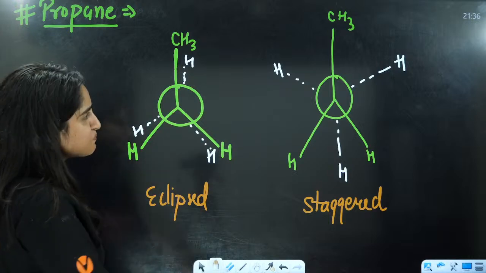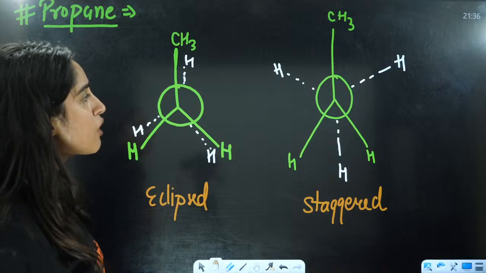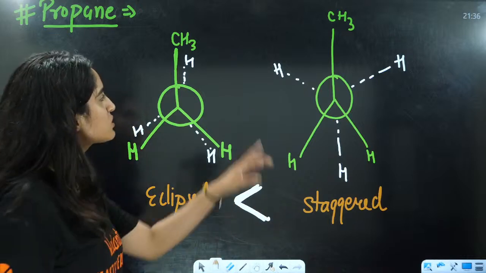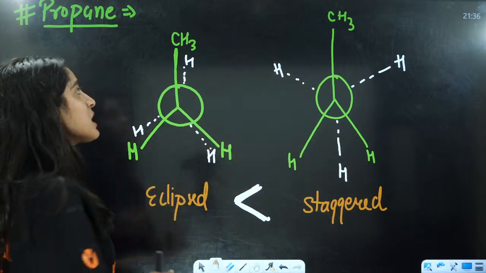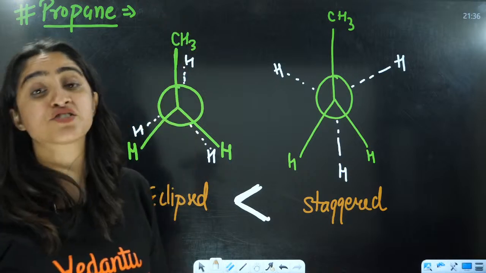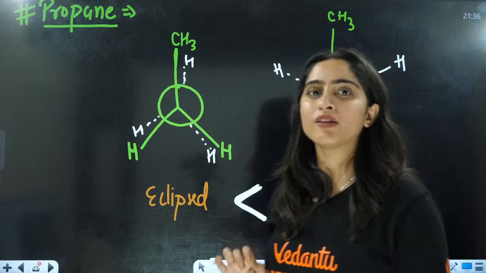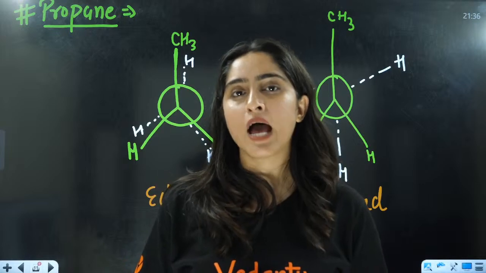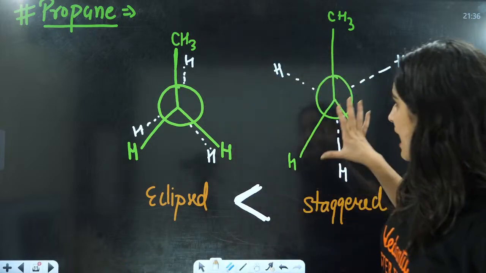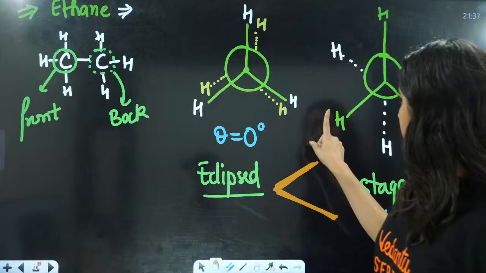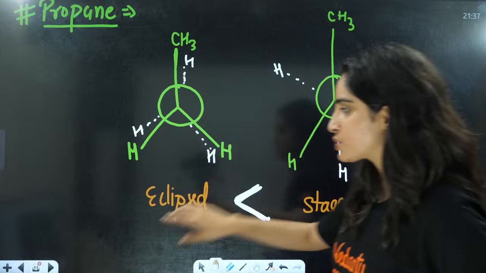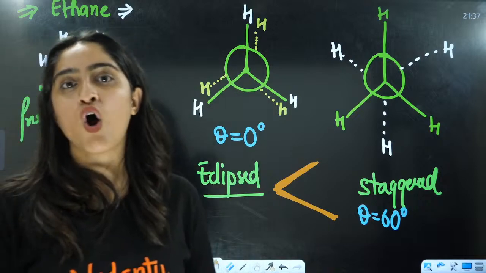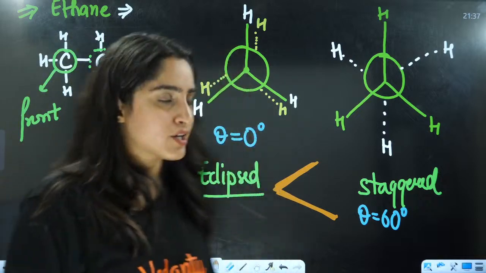Now, which is more stable? Staggered is more stable here again because it does not have electronic repulsions or bond-bond repulsions. Here we have bond-bond repulsions, and steric hindrance is present here. Now if I ask you which staggered structure is more stable, the staggered structure in ethane is more stable than the staggered structure of propane, because of less electronic repulsion.